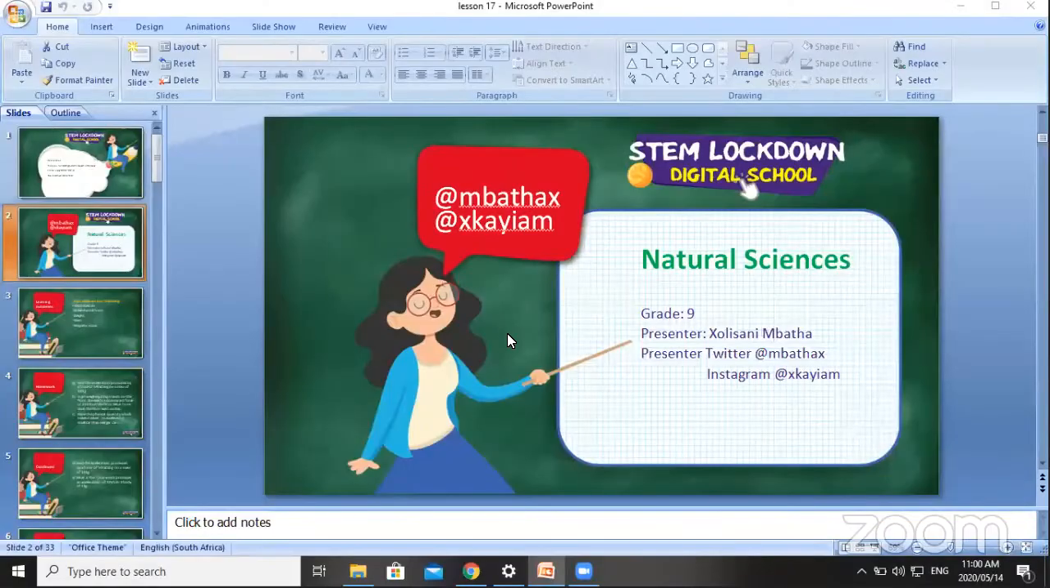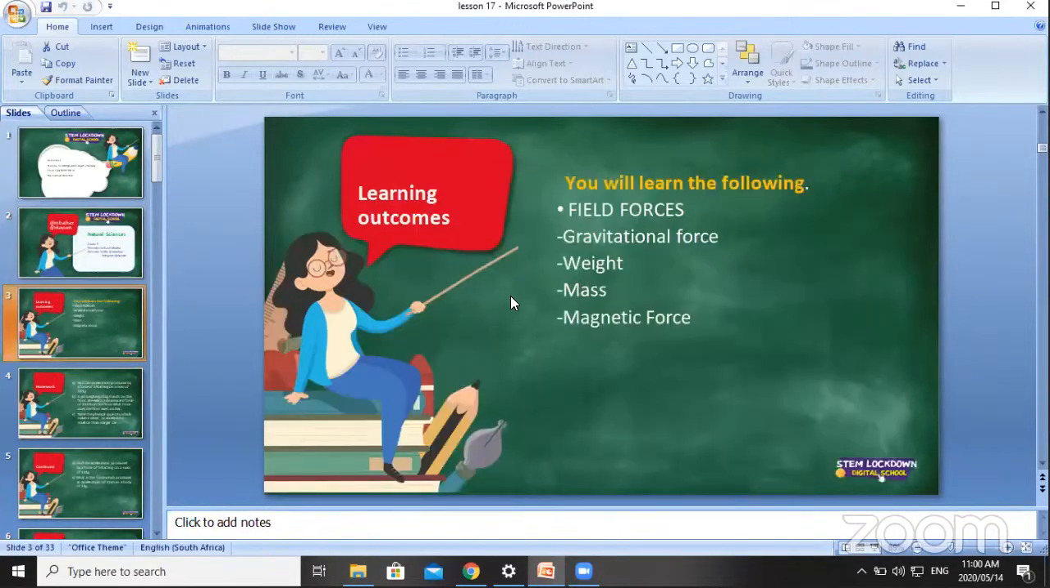Yesterday we were busy doing forces. So today I want us to look at what the lesson is all about. Today's lesson is about field forces. We'll focus on gravitational force, weight, mass, and we'll start with magnetic force.